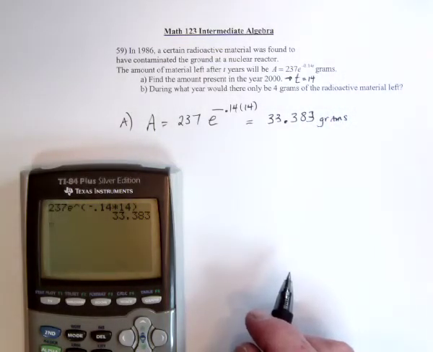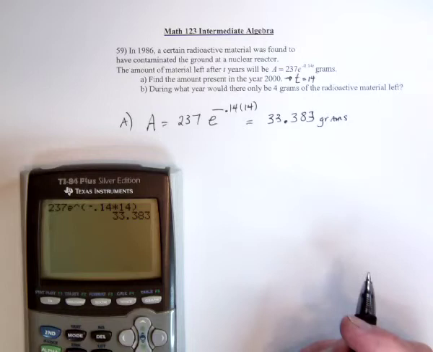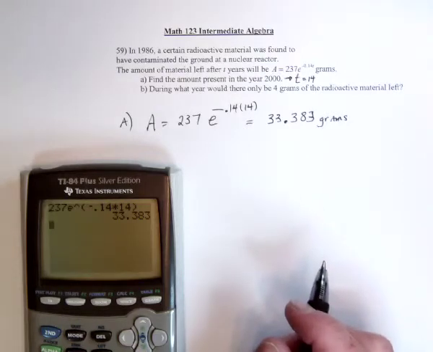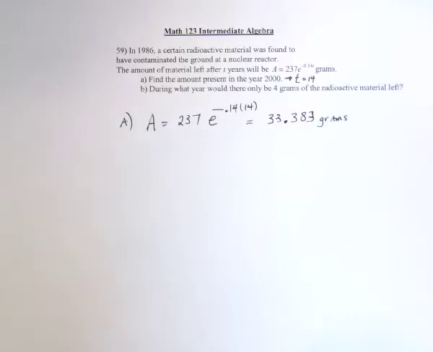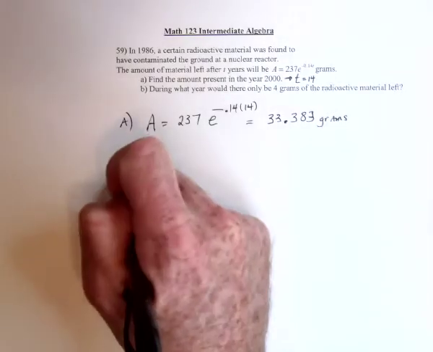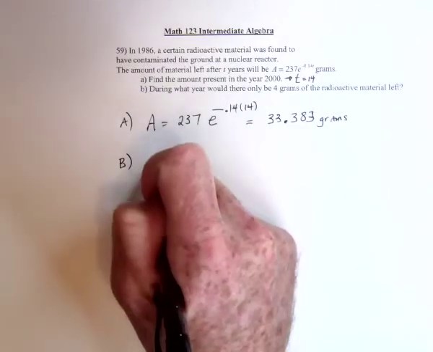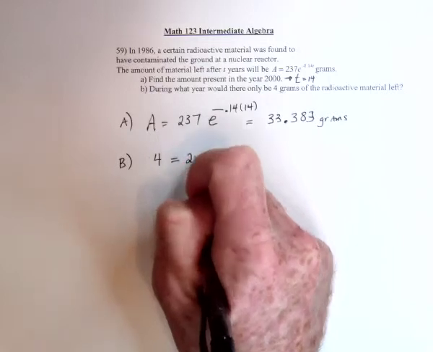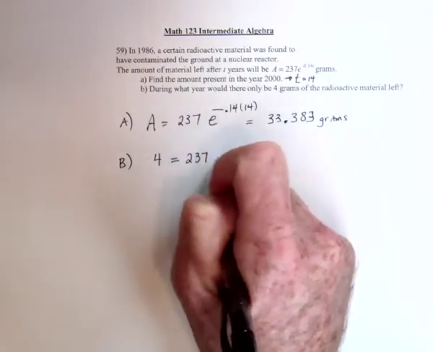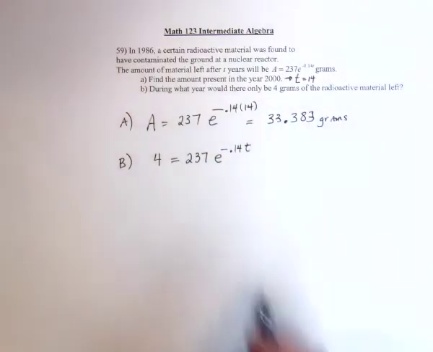All right, now suppose that it was known that if there's 4 or less grams per acre or wherever the area is, then people can come back and work there. So how long is it going to be until there's 4 grams? So that's saying the amount A is 4, and then it equals the 237 e to the negative 0.14 times t, and this time we're solving for t.